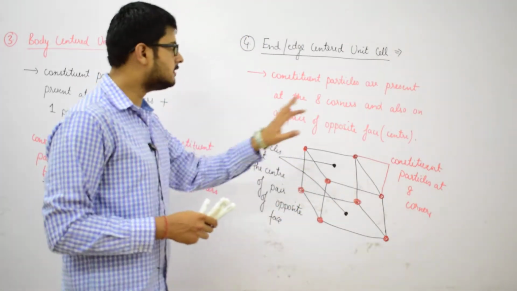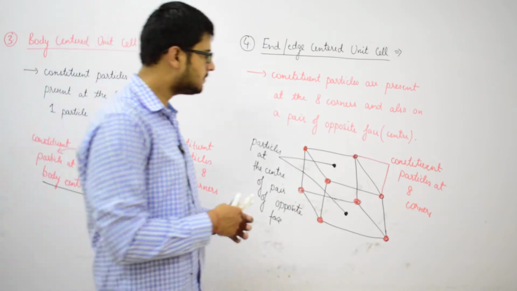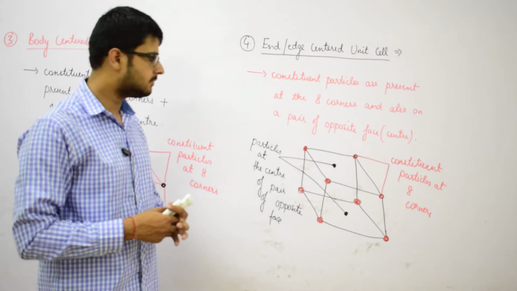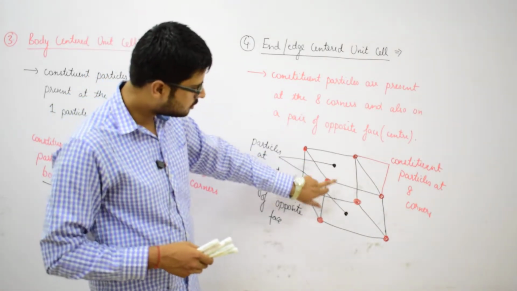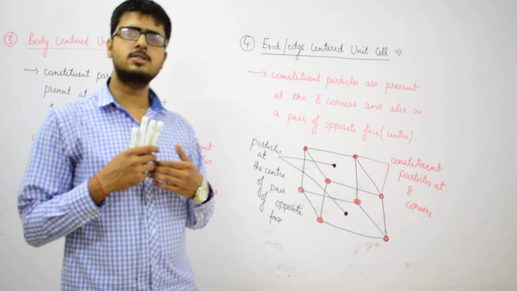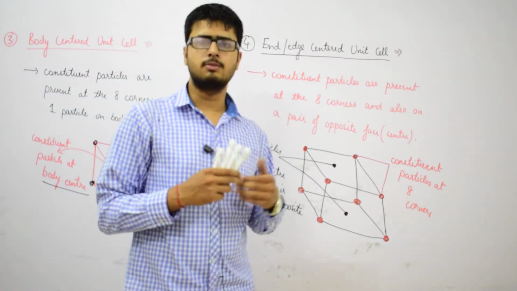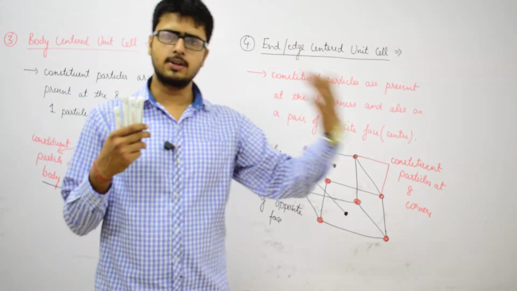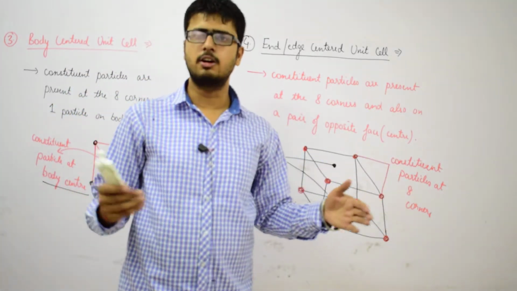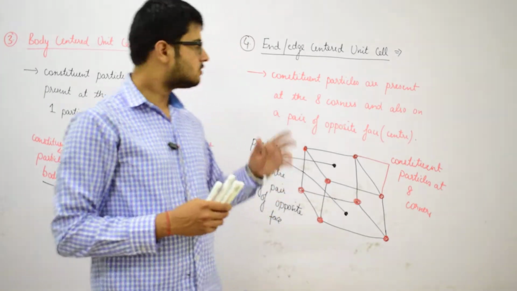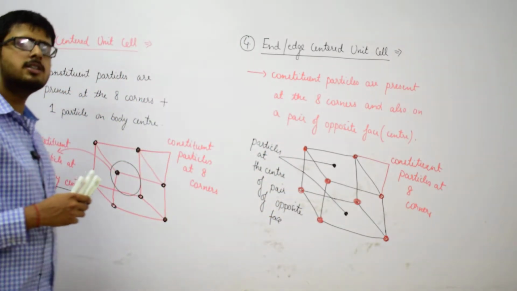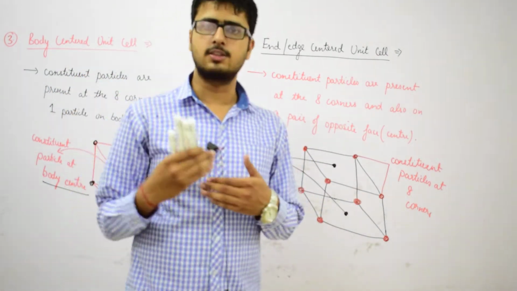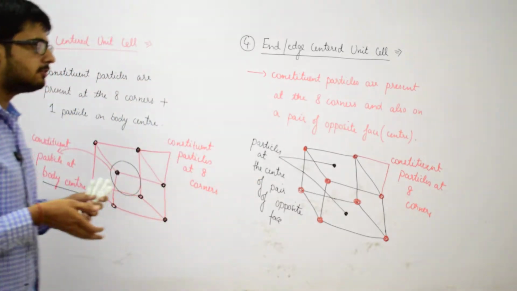So, if this is our end centered or edge centered unit cell, these are the particles which are present on the 8 corners of that unit cell. And these two are the particles which are present on a pair of opposite faces, which I have taken here on the front and backward side. They can be either front or back, either left or right, or top or bottom. So, in case of end centered or edge centered unit cell, they are present on the 8 corners and also on a pair of opposite faces. So, these are the 4 types of unit cells.